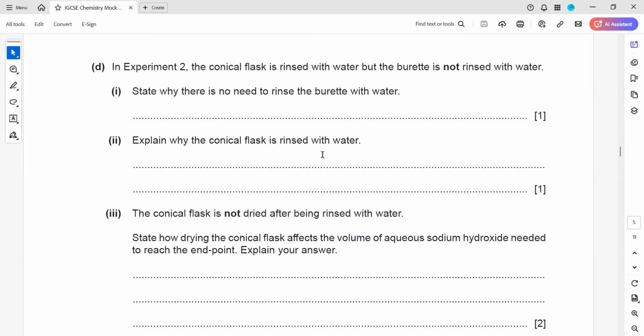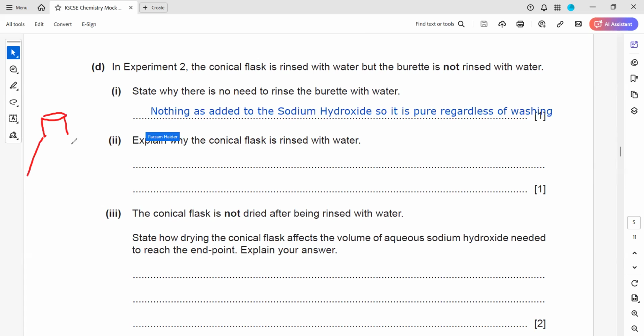The next is experiment two. The conical flask is rinsed with the water, but the burette is not rinsed with the water. State why there is no need to rinse the burette with the water. Look, what we did, we were having a conical flask which was having a neutral solution. Then we discard this, and we add distilled water and we wash with the distilled water.